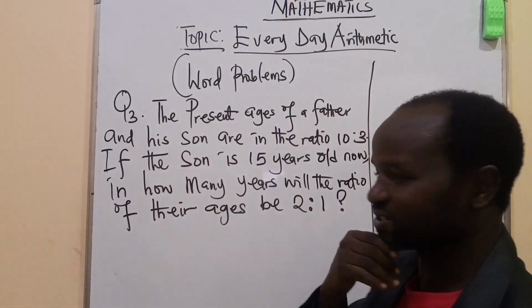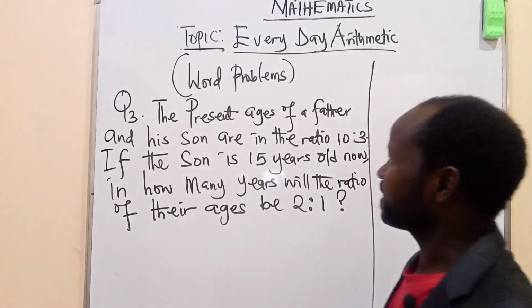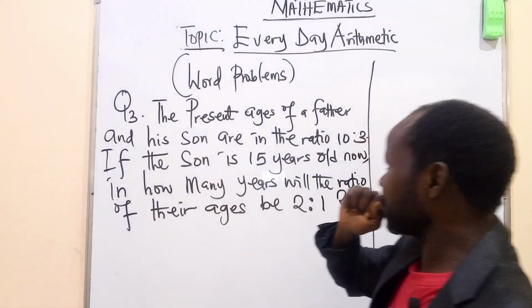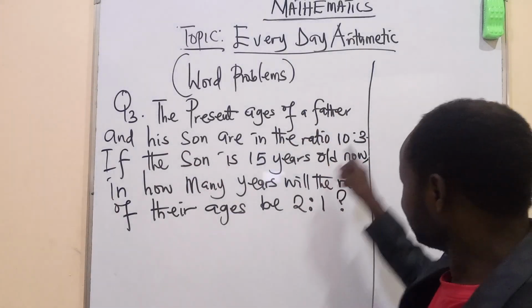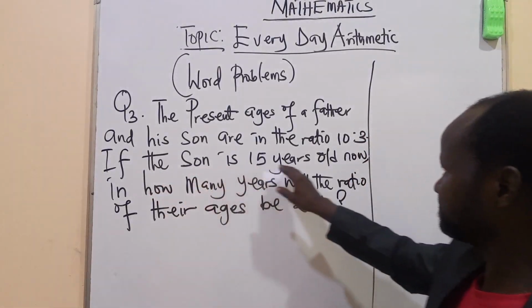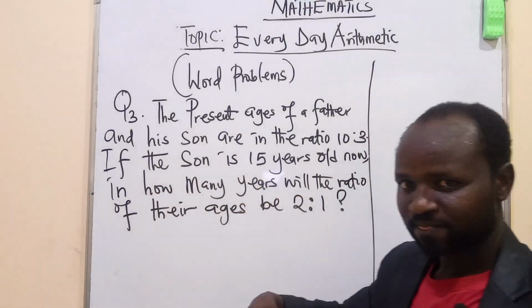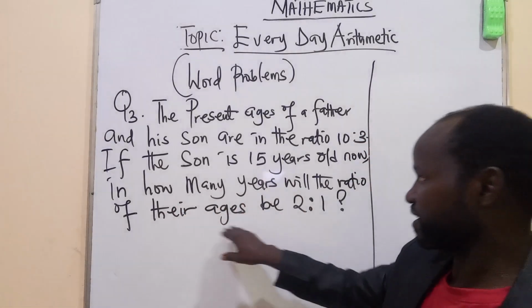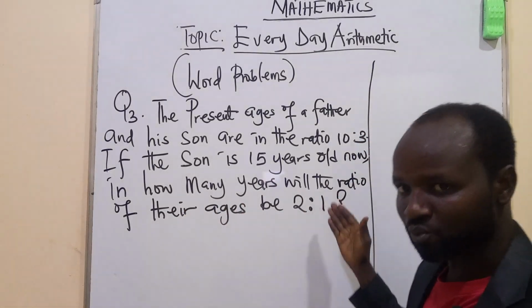Let's look at this question 3. Very important. The present ages of a father and his son are in the ratio of 10 is to 3. If the son is 15 years old now, the question says, in how many years will the ratio of their ages be 2 is to 1?